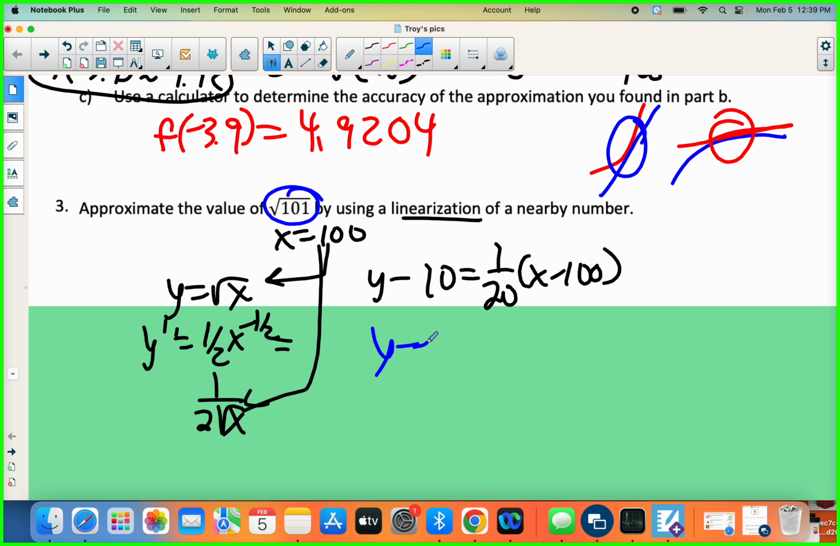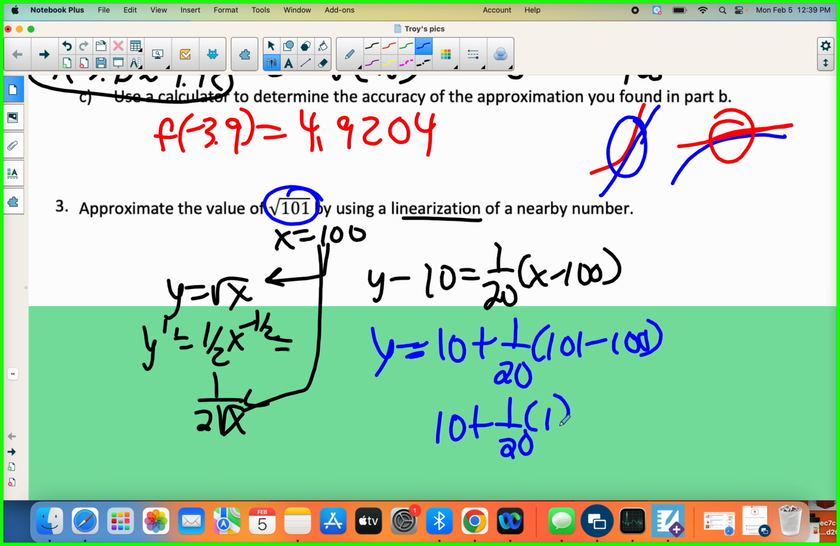So look at what we're doing, class. We're putting 101 into our line, not our actual equation y equals square root of x. So y minus 10, or I'll just say y equals and move the 10 over, plus 1/20 times 101 minus 100. So this gives me 10 plus 1/20 times 1. So that would be 10 plus, I think that's 5 100ths. And so if you did it right, you should have gotten 10.05 as our approximation.